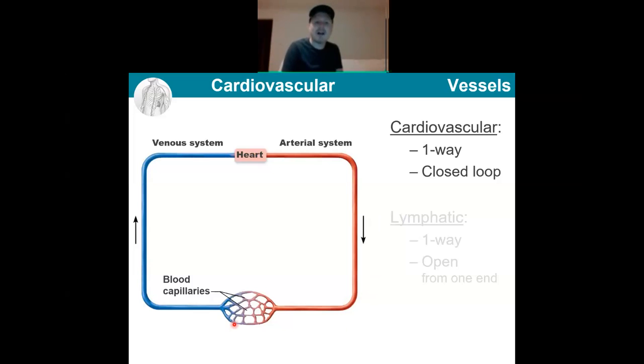You'll notice that I've left out the pulmonary loop just for simplicity, but you'll notice the cardiovascular system, where the blood travels, is a one-way system, so blood can only go one way in it, and it's a closed loop. So blood is not really wandering off somewhere and coming back. We noticed a little bit of that happen at the capillaries, but that's very little. In some other animals, we don't, for example, have blood vessels at all, so blood just travels inside their body.